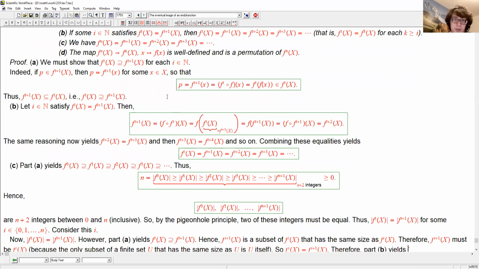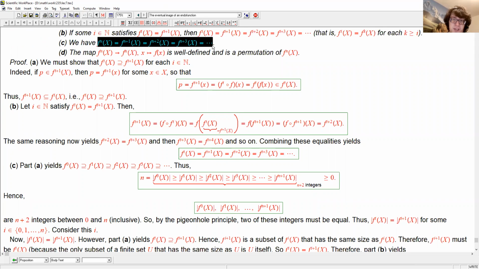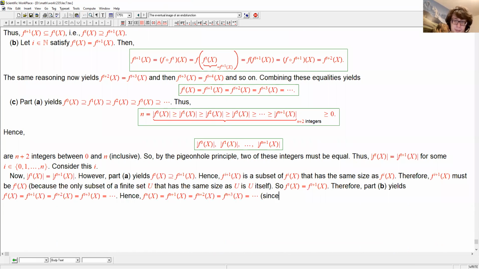And therefore, part B says that once you have an equality between two consecutive sets, all the following sets are also equal to them. So all the sets starting with f^i(X) will be equal. And therefore, all the sets starting with f^n(X) will be equal, because n is at least i. So all of those subsets will be somewhere in this chain. So maybe n is i plus 3, and then they start here, for example. So this proves part C.